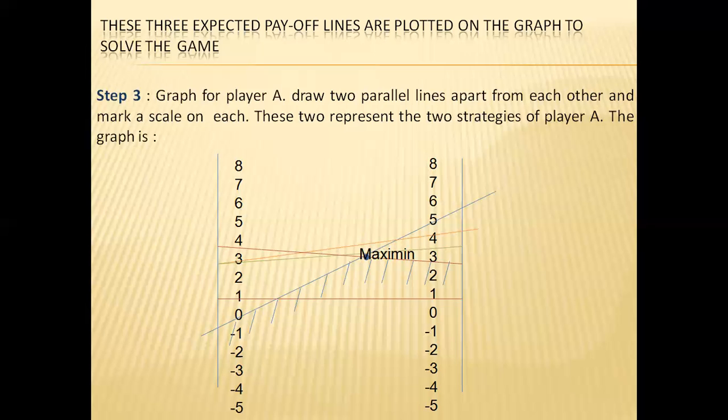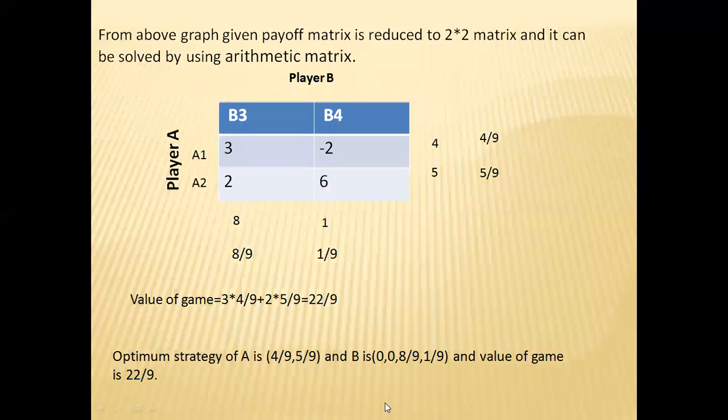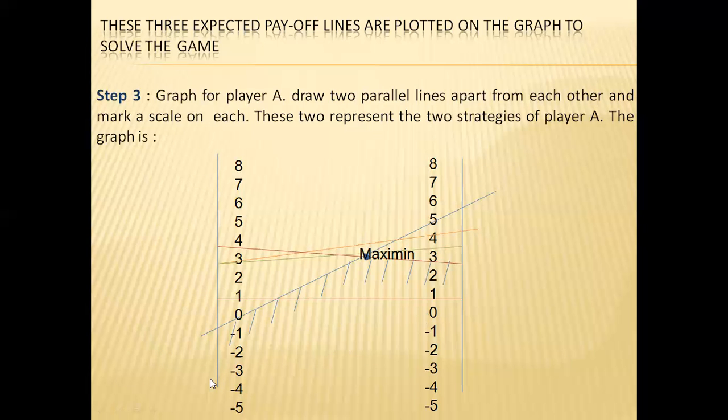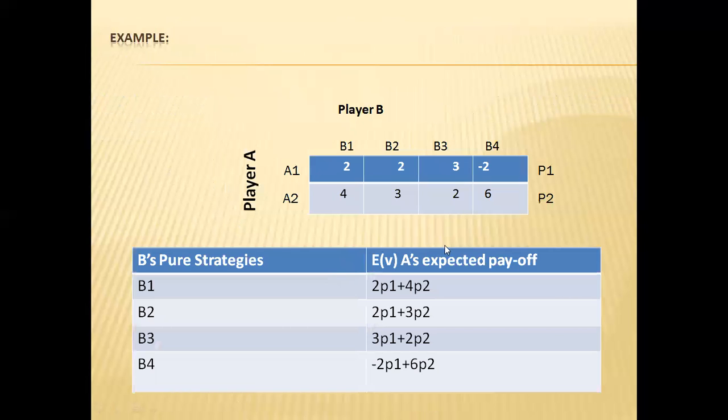Draw two parallel lines apart from each other and mark the scale on each as shown here. These two represent the two strategies of player A, and hence the graph is the solution towards the maximum condition or the minimax conditions. Maximum in the sense that it specifies the positivity, that is above the zero, with a nominal zero indication line. Below it, minimax in the sense of negativity will play a role, but negativity is being discounted in our conditions. So we'll take a detailed look at the strategies from this condition, B1, condition 2 to 4.